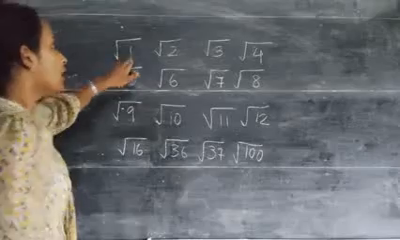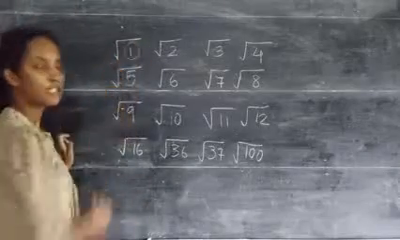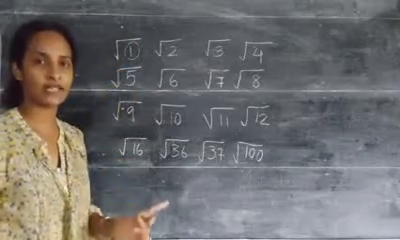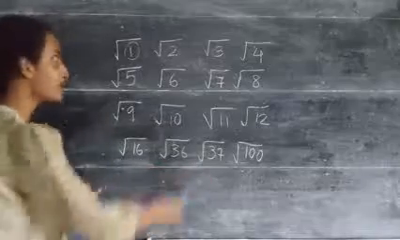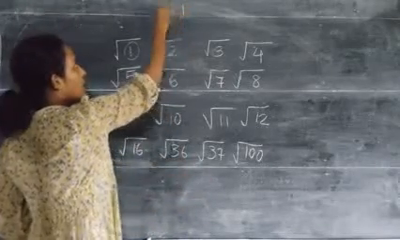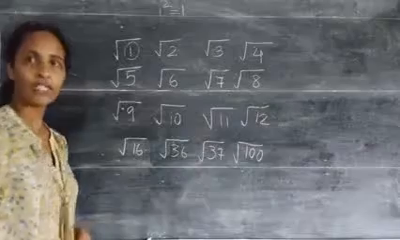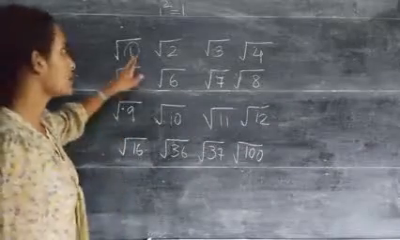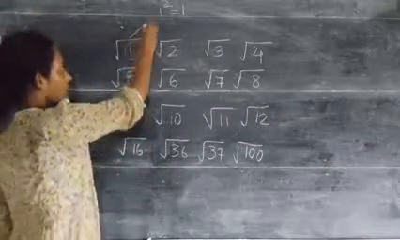Now look here. Look at 1. Is 1 a perfect square? Yes, 1 is a perfect square. How do we know that 1 is a perfect square? Because 1 can be written as 1 square. So that means 1 is a perfect square.